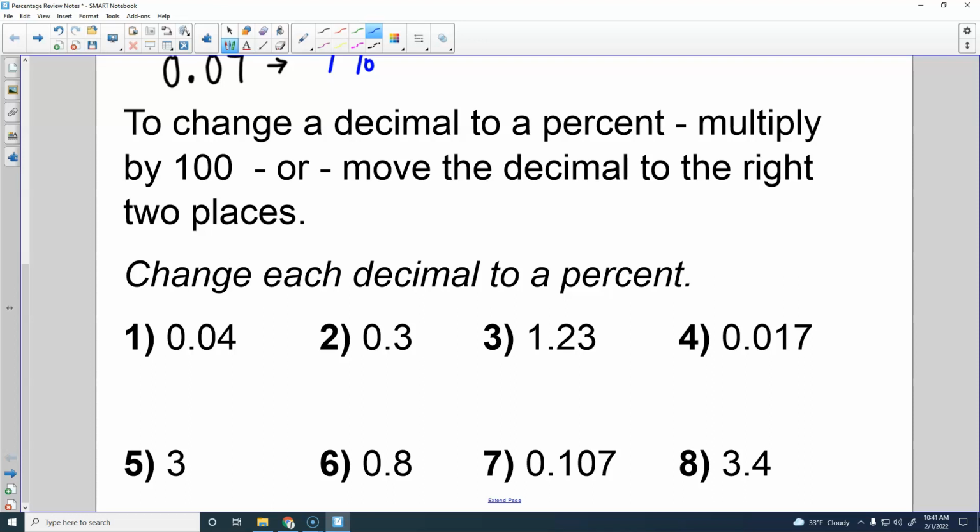All right, so let's go over these. Alyssa, what'd you get for number 1? Perfect. Jada, what about number 2? Very good. A lot of people want to put 3 for that one. But when you move it 2 places, if you got a blank spot, you got to fill it in with a 0. So very good. Let's see. Presley, what about number 3? Perfect. 123%. Zane, what about number 4?